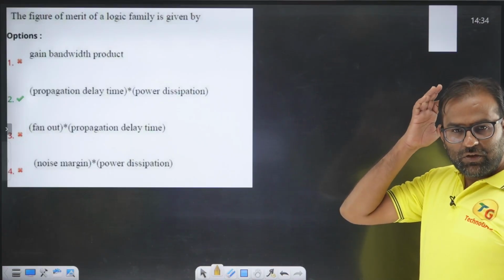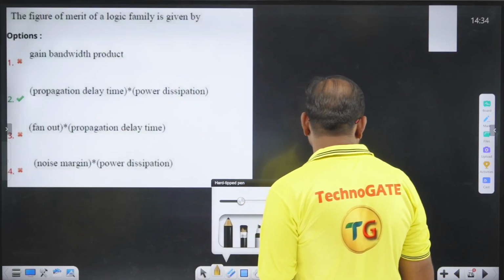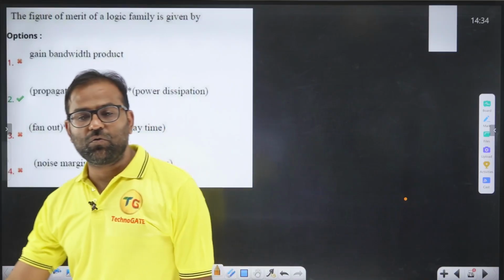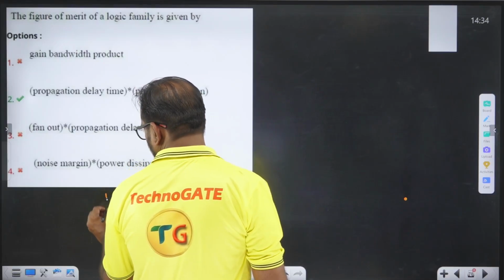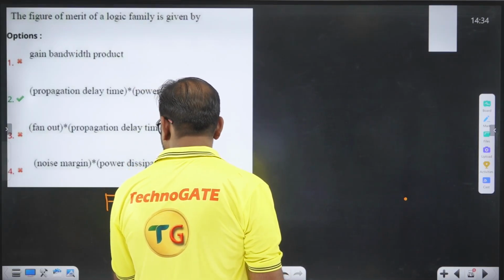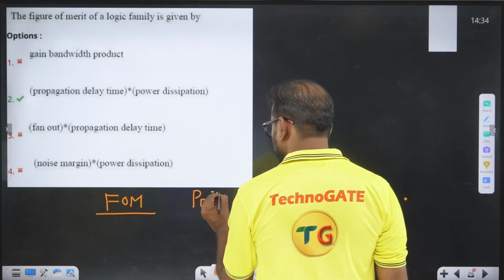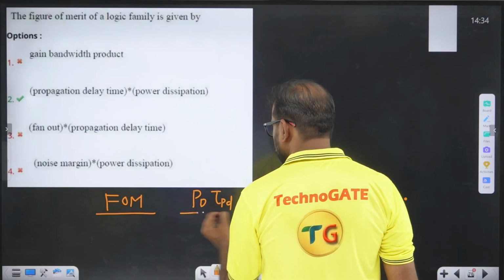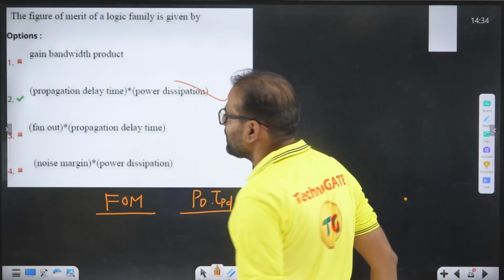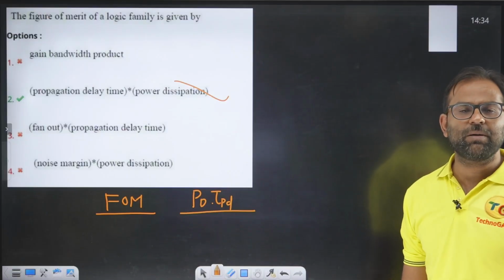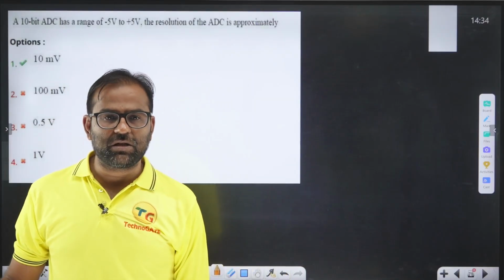Figure of merit of the logic family is given by... Okay, figure of merit means, suppose you want to compare two logic families, then on which parameter you will compare those two logics, and that is known as figure of merit. So can I say the figure of merit is just the product of power dissipation and propagation delay. This product is known as figure of merit. We want minimum power dissipation and minimum propagation delay for a good logic family. This is the primary condition to achieve.